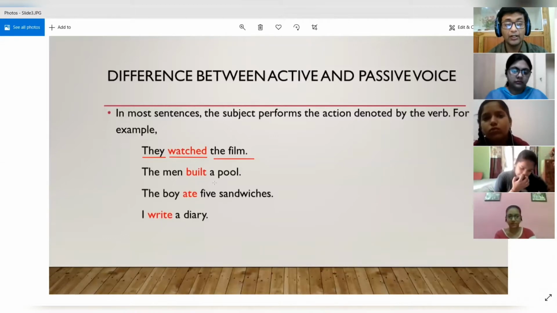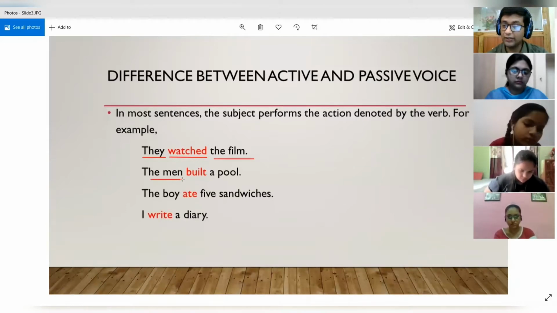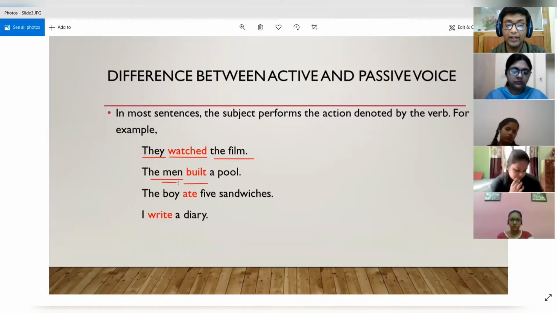All right. Now see the second sentence. Now here the men. So men over here is the subject. And what are the men doing? They built. So built present over here is again the action that was done by the subject of the sentence, that is the men. And the object of the sentence is pool. So they built a pool, right? Again over here, the subject is doing something.